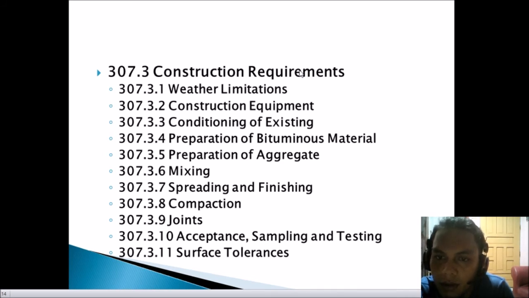And then the hauling equipment, the bituminous pavers, rollers. Next is the 307.3.3, the conditioning of existing surface. Immediately before placing the bituminous mixture, the existing surface shall be cleaned of loose or deleterious material by brooming or other approved means.